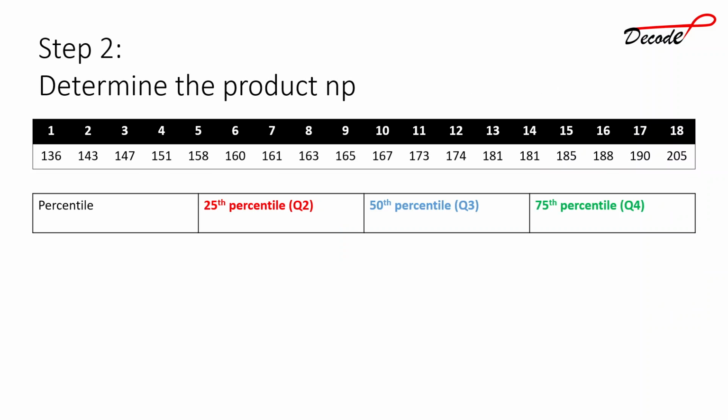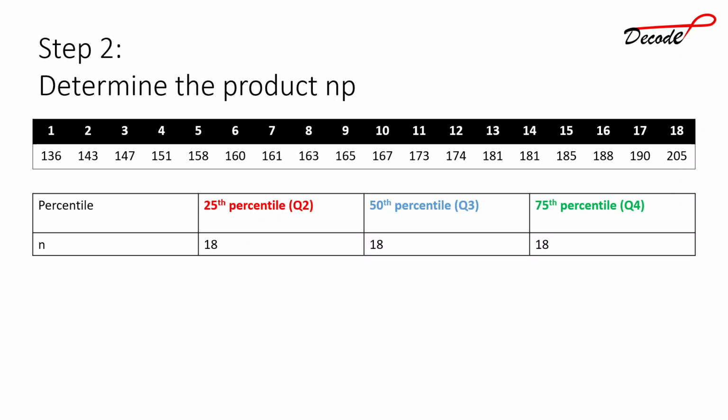Okay, so next we need to determine the product NP. In the previous explanation we had seen P becomes 0.2 for the 20th percentile, 0.25 for the 25th percentile, 0.75 for the 75th percentile, and N remains constant for finding all these percentiles, because the number of values in the group will remain constant. So N is 18. We have 18 numbers. We need to find the 25th, 50th and 75th percentiles to mark Q1, Q2 and Q3.